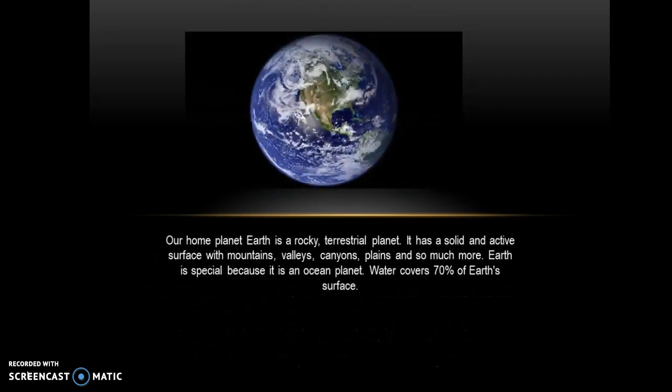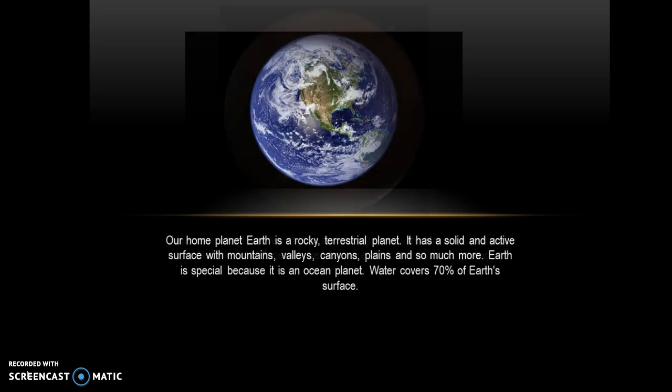Our home planet Earth is a rocky planet. It has a solid and active surface with mountains, valleys, canyons, plains, and so much more. Earth is so special because it is an ocean planet. Water covers 70% of Earth's surface, and this would be third in the video.